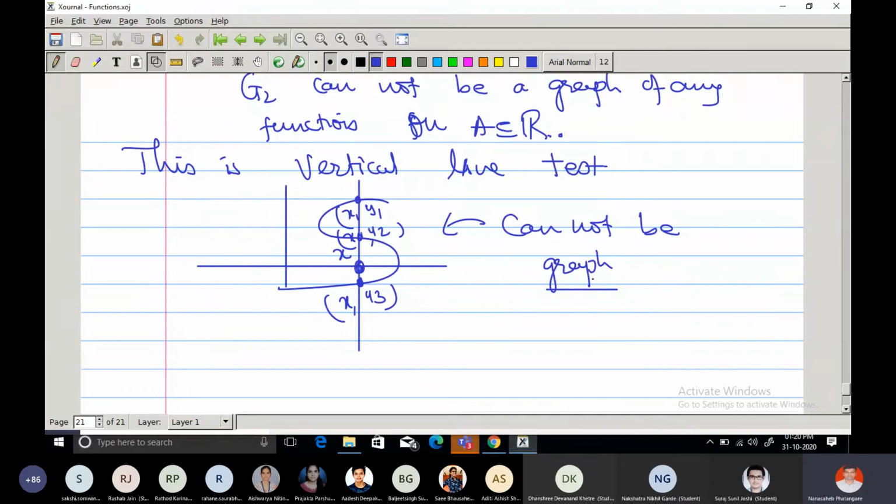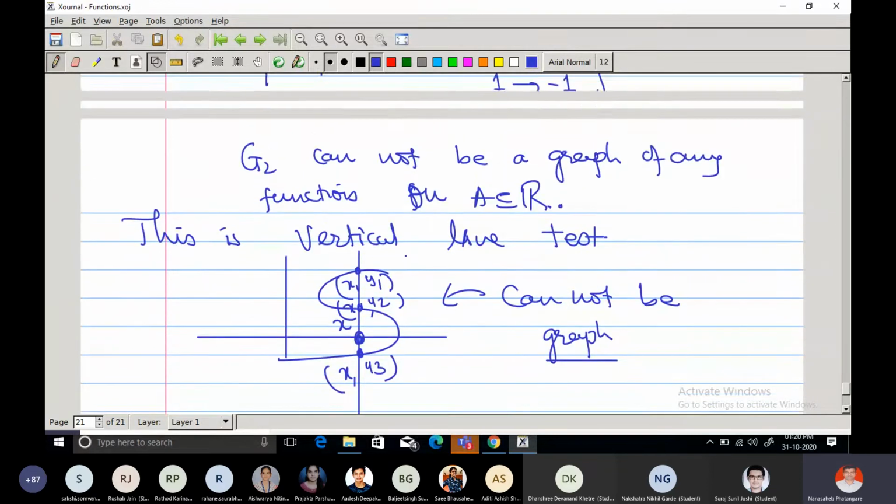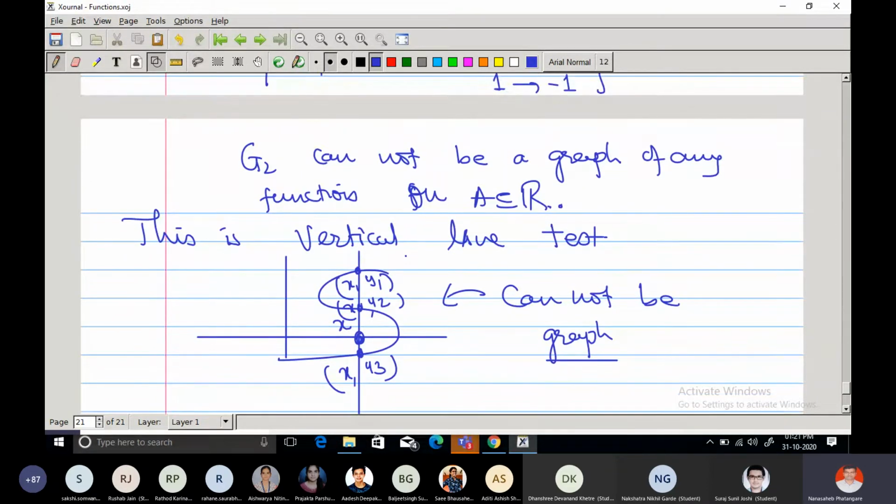Right, so this is a simple observation and everybody should know these kinds of things, otherwise your knowledge is incomplete. This is not very difficult, you have already learned such things, but you should remember the fundamental properties of functions.